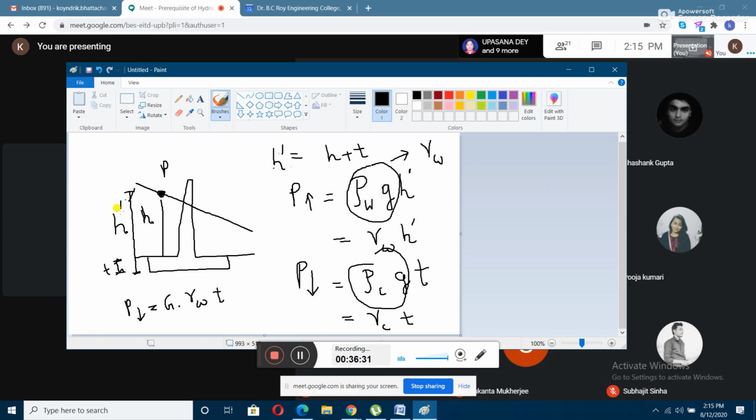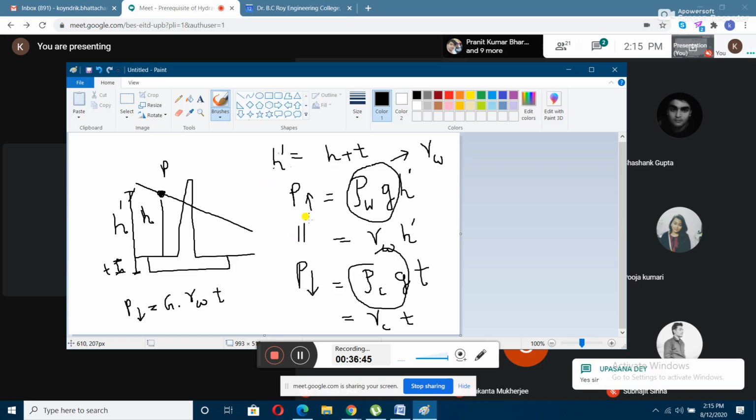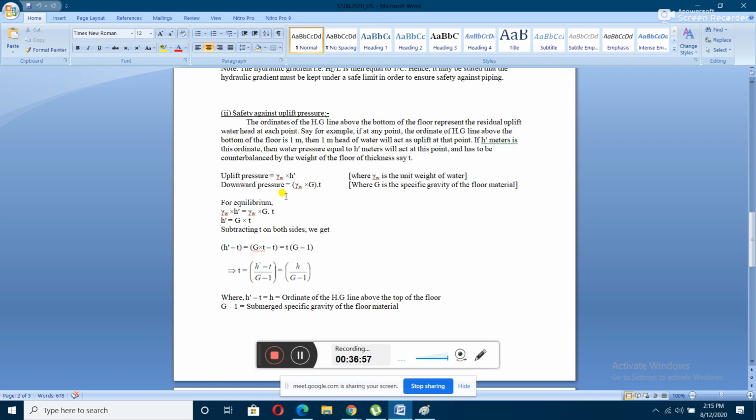Yes. So, sir, if we equate those two, in order to let this be stable, these two pressures will be equal. This will be equal to this, right? This pressure acting upwards due to the uplift will be equal to the pressure acting downwards due to the self weight of the floor. Okay. So let us see here. The uplift pressure is gamma w into h dash. So if we equate those two for equilibrium, what can we find out?